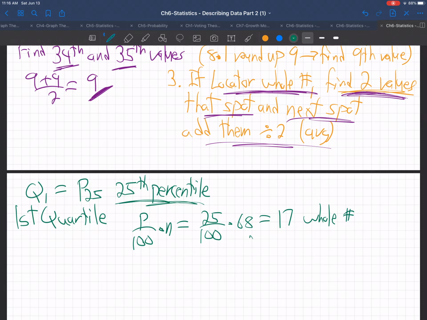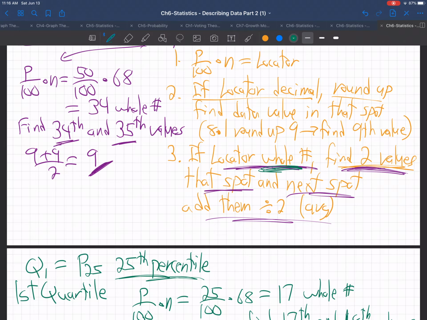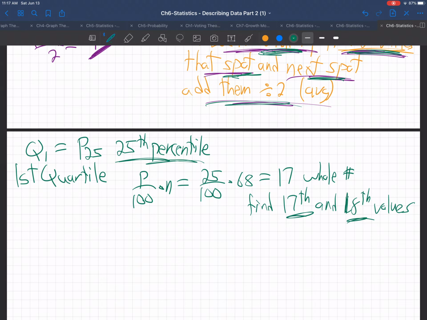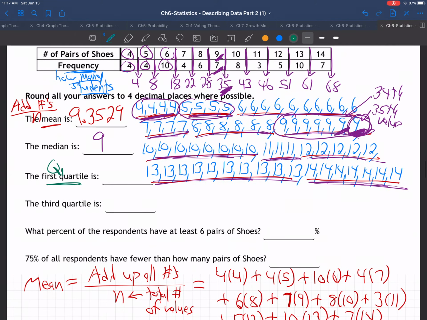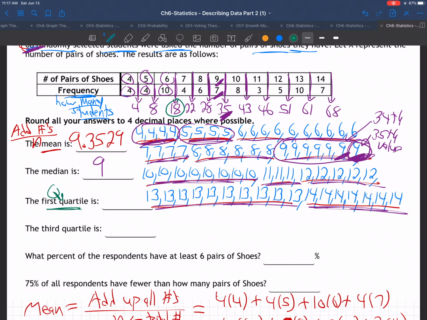You find the 17th and 18th values. Right? So when you have a whole number, like it says right here, find two values. That spot and the next spot, add them and divide by 2. Find the average of the 17th and the 18th values. Let's go up and find the 17th and 18th values. So how do we know what it is? Well, the 18th value is in the 10 sixes. So this right here, the last 6, that's the 18th value. So this one must be the 17th value. So those last 2 sixes are the 17th and 18th values.